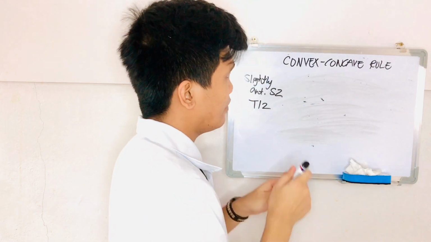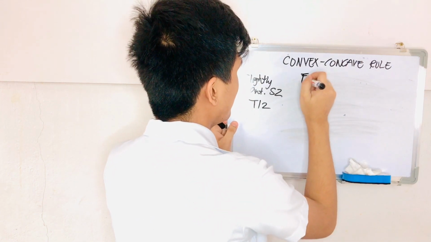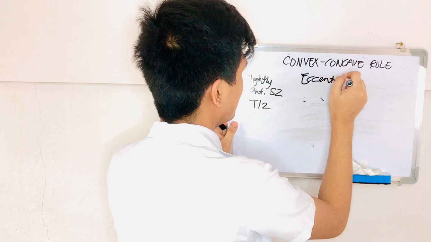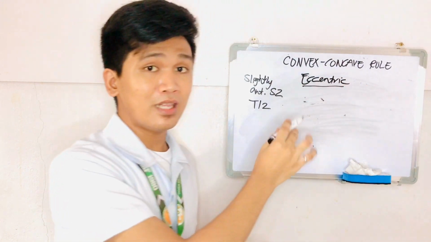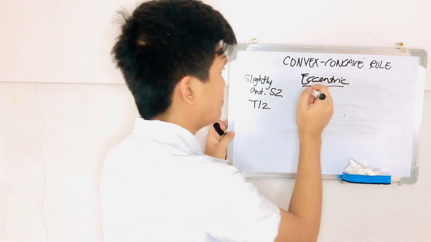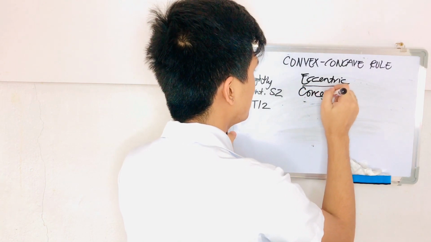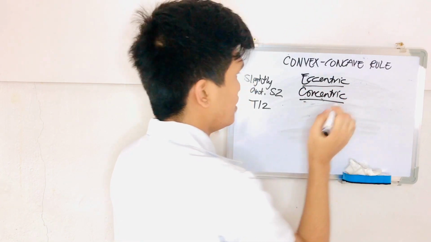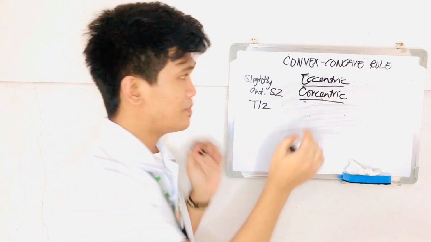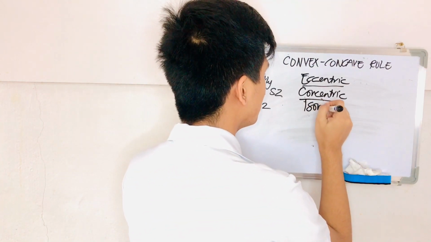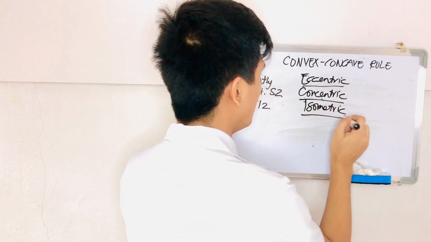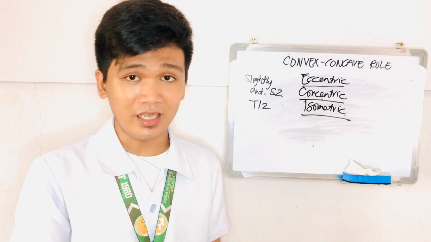Next, we have muscles. So we have muscles. When we say eccentric, it's lengthening of the muscles. When we say concentric, it's shortening of the muscles. And when we say isometric, it's when it stays the same.